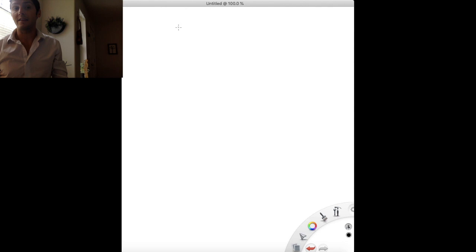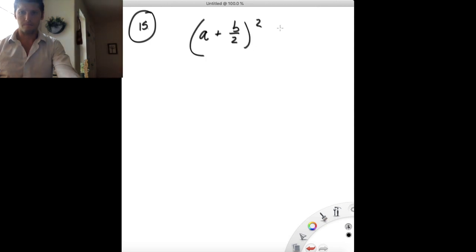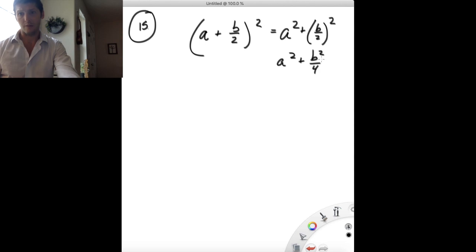Let's identify the most common trap for number 15. Most common trap is people think you can just say a plus b over 2 squared. They think you can just distribute the squared and say a squared plus b over 2 squared, which is equal to a squared plus b squared over 4. Remember, when you square a fraction, b over 2 times b over 2, it's b over 4.